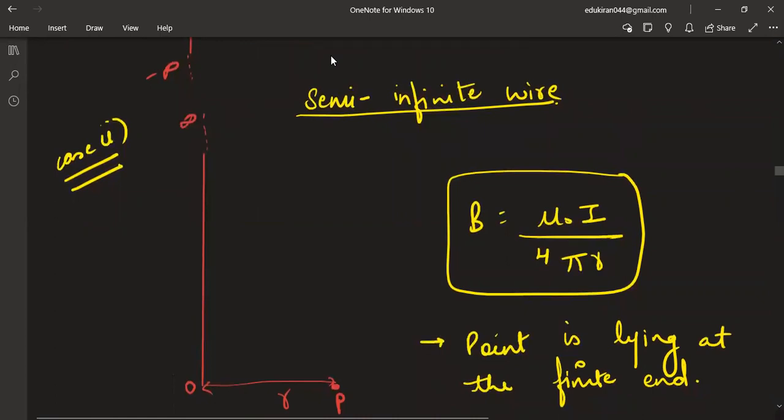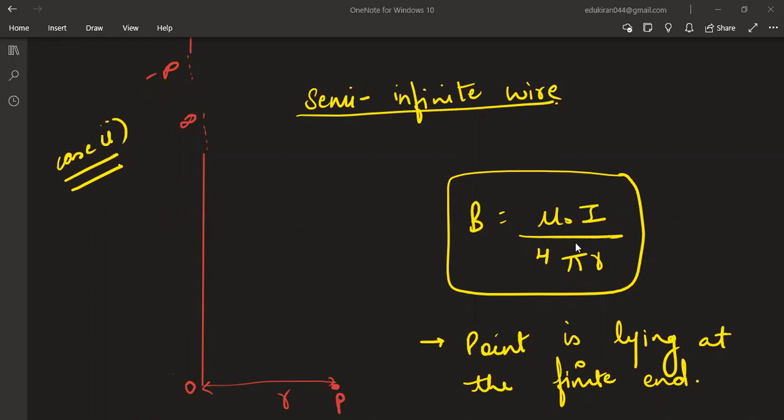If it is semi-infinite, it means one end is closed. You have a wire where one end is extending towards infinity, and this is the particular point of calculation. So leave it as it is. It's just that the formula will become mu naught I by 4 pi R. This is how the formula becomes for a semi-infinite wire. So you have to remember the magnetic field for an infinite wire, semi-infinite wire, and finite wire also.